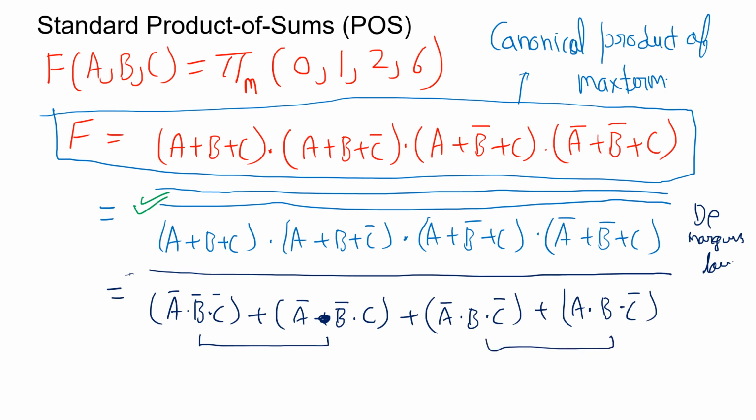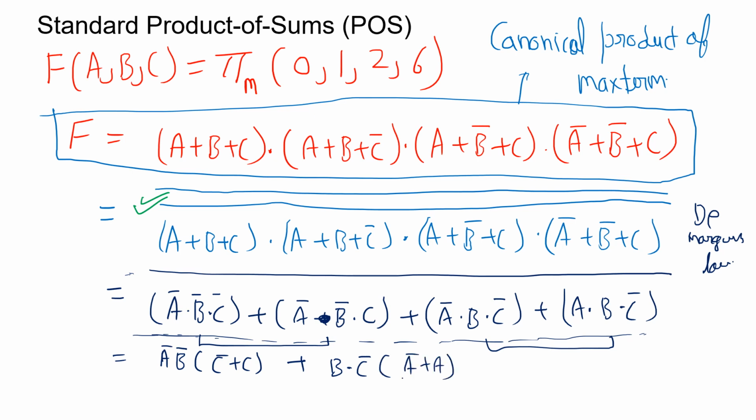You can check here, A bar B bar is common and you will get C plus C bar, which is always one, so that bar is always there. If you take the previous, this bar is there, plus what about this? You take B dot C bar common, and you will get A bar plus A. So these two will cancel out. What you will get is bar of (A bar dot B bar plus B C bar).